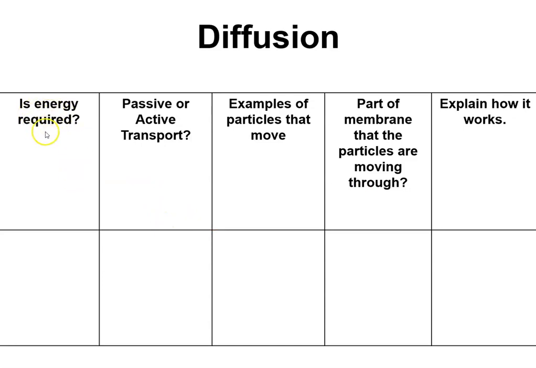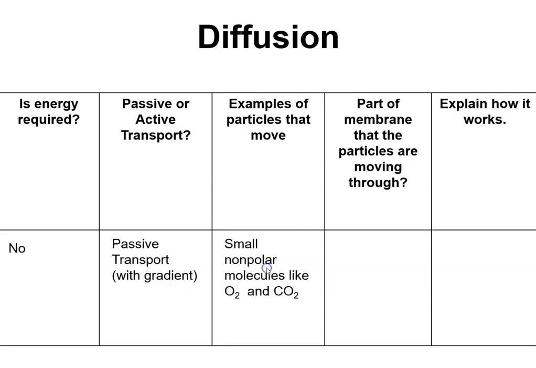If it's passive, is energy required? And the answer is no. If it doesn't require energy, it is a passive transport. Again, passive is going with the gradient. With the gradient is going from high to low. Some examples: really small, non-polar molecules will be diffusing. Non-polar again means they're sharing equally. Like your oxygen and your carbon dioxide, it's just simple diffusion through your lungs.